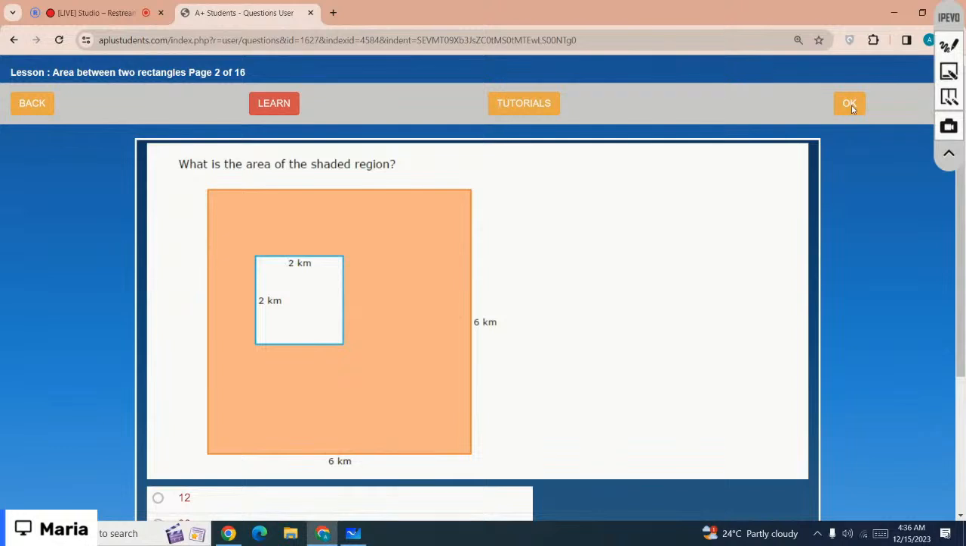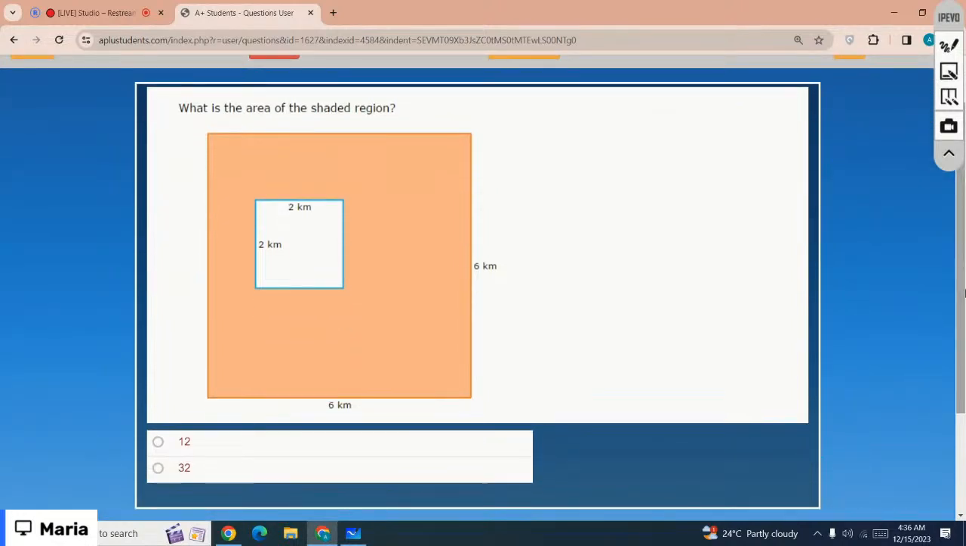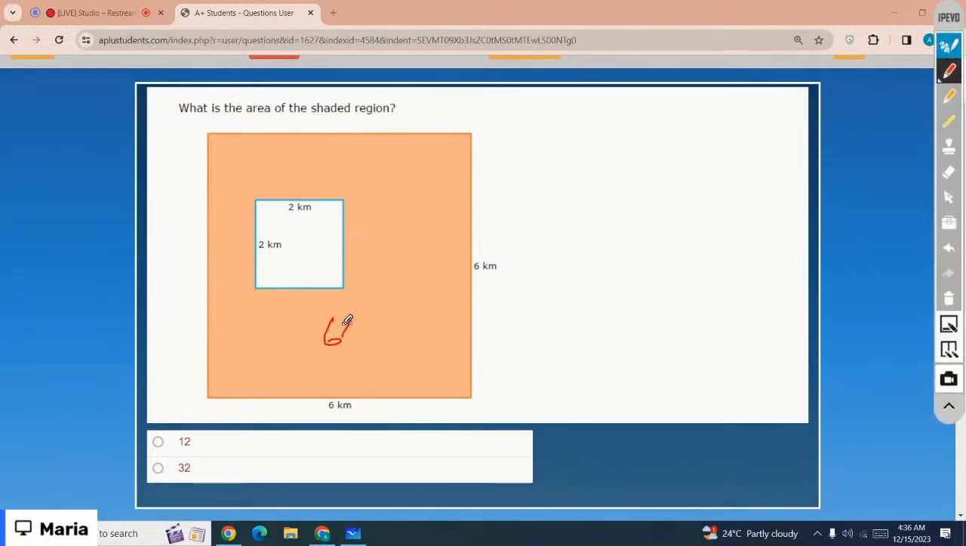What is the area of the shaded region? For the greater rectangle, that is 6 times 6, the area is 36. For this one, 2 times 2, that is 4, right? So just subtract 36 minus 4, the correct option is 32. That means the area of the shaded region is 32. Got it?